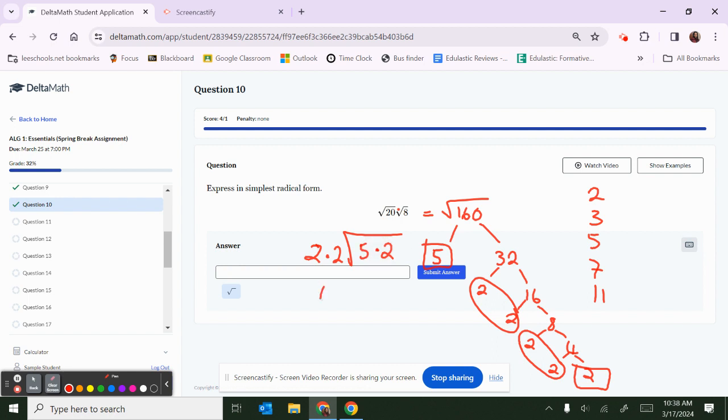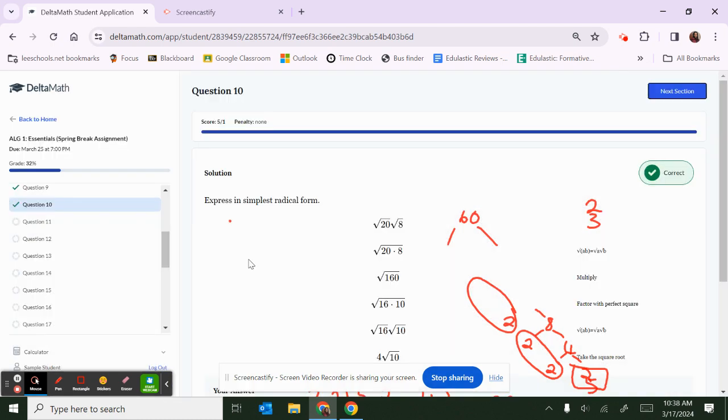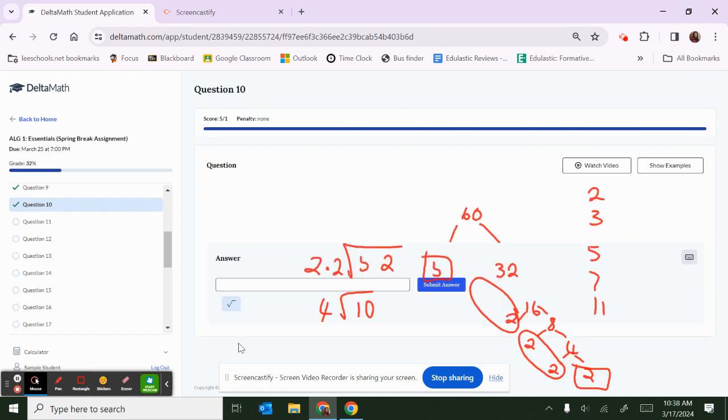So 2 times 2, 4, all right? And 5 times 2 is 10, okay? So again, guys, just like that, all right? So 4 rad 10. All right. So again, guys, just like that. Okay. So keep on practicing. The more you practice, the better you'll get, guys.